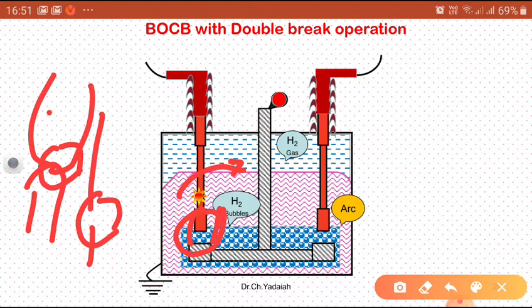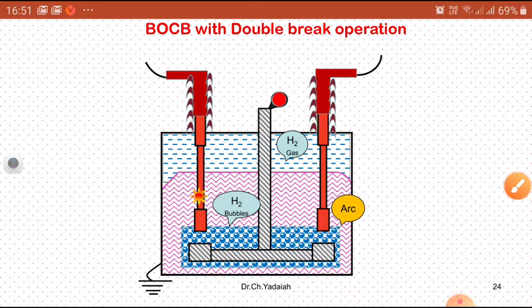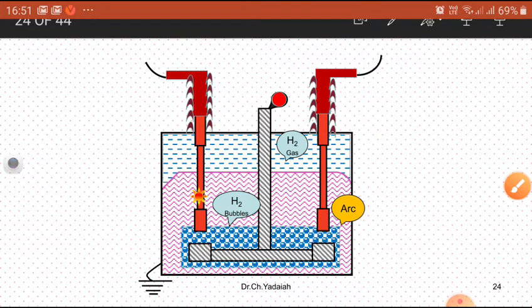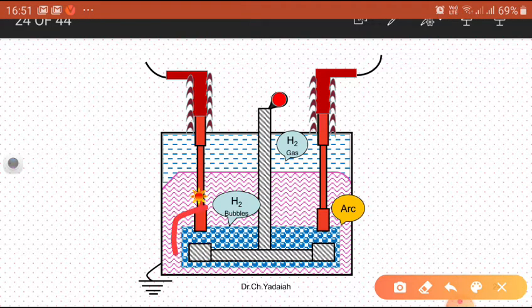So the total oil is going to carbonize. Instead of creating pressure inside the total tank, if I create pressure only on this side, only nearby here, in whatever oil is present in this small chamber, then the pressure inside is more and it will nullify the arc immediately. So that device is known as the arc control device. That is a modification of this breaker.